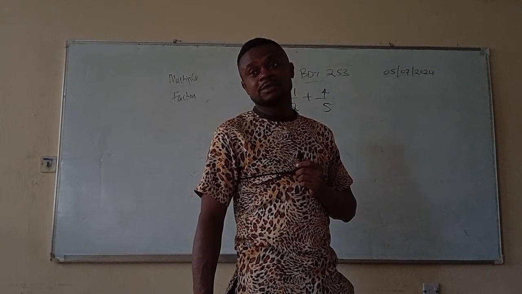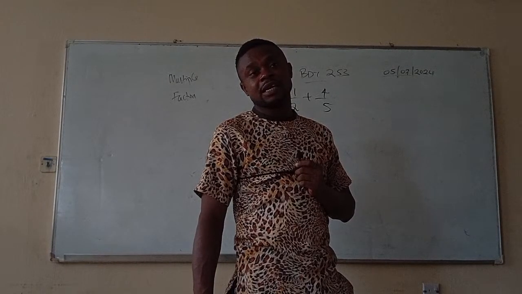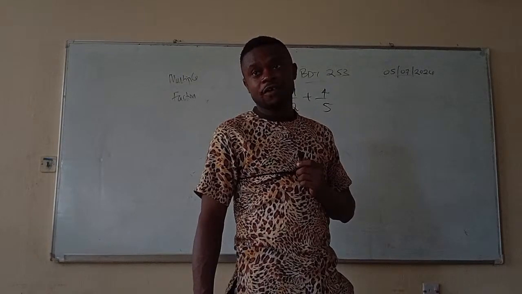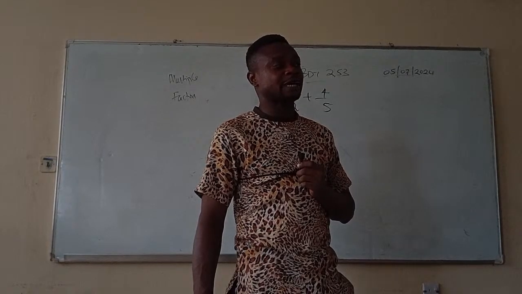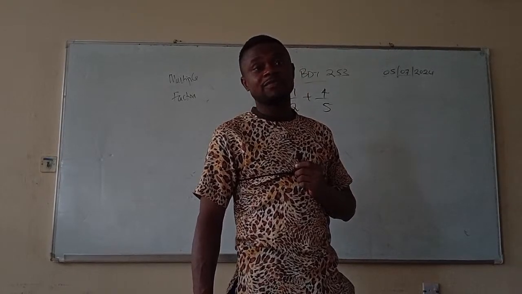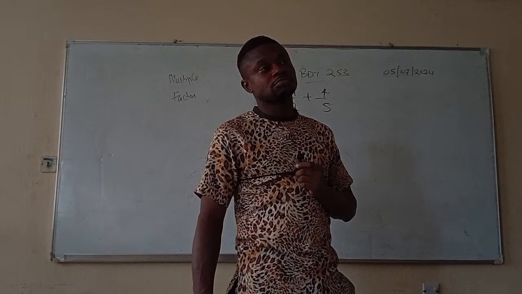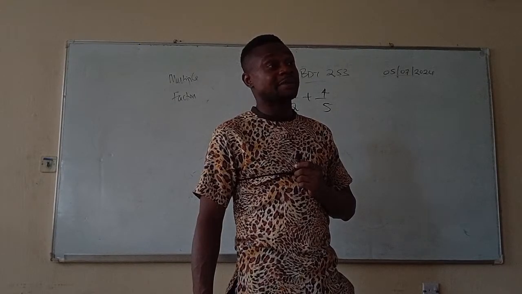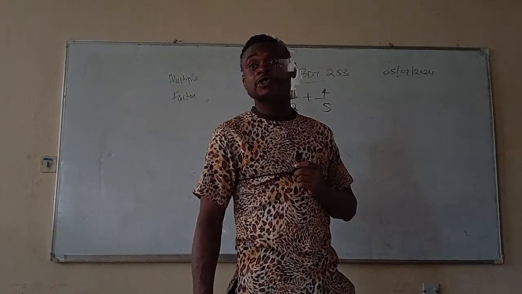So let's take an example of such number, let's say 4. 4 is divisible by 2. 4 can be divided by 2 without what? Remainder. So if 4 can be divided by 2 without remainder, 4 is a multiple of what? 2. 6 can be divided by 2 without remainder. So 6 is a multiple of what? 2.